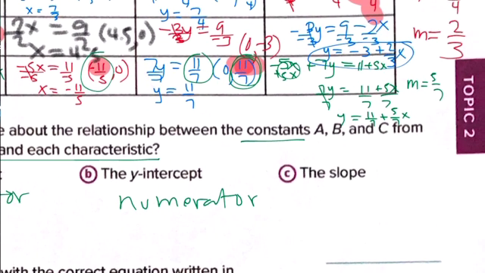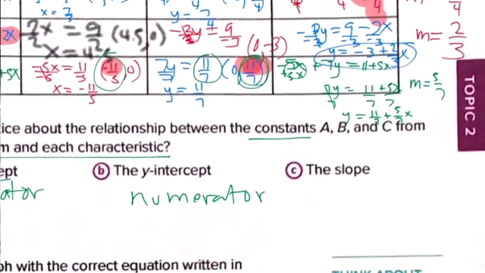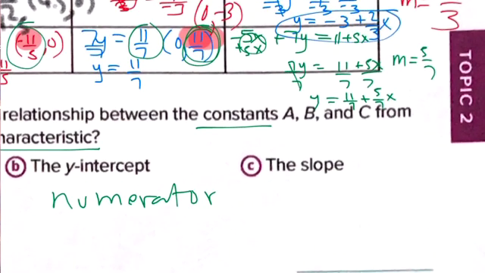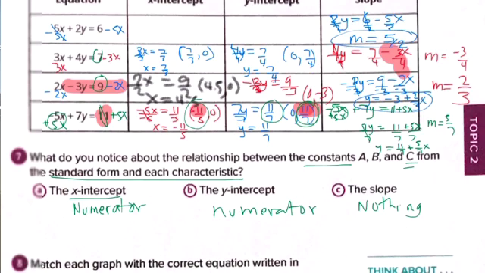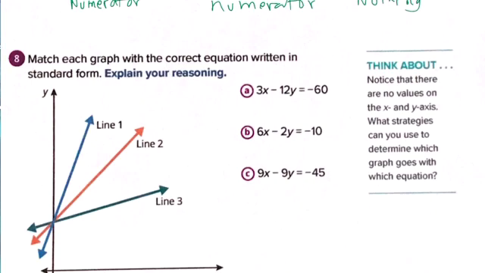And the slope, between the constant and the slope, it has nothing to do with the slope. The constant is c. I don't see anything. Let me think. I see nothing. Sorry, I didn't see anything.